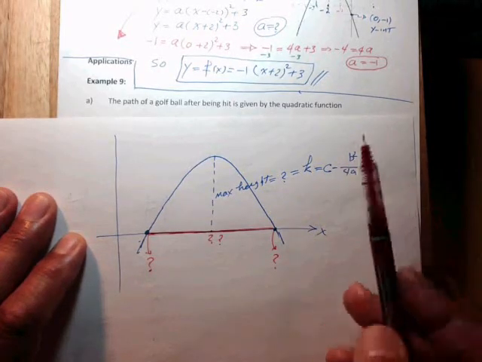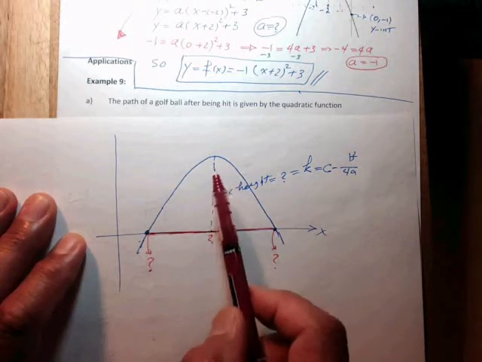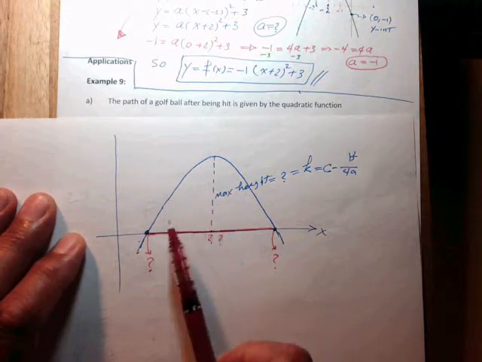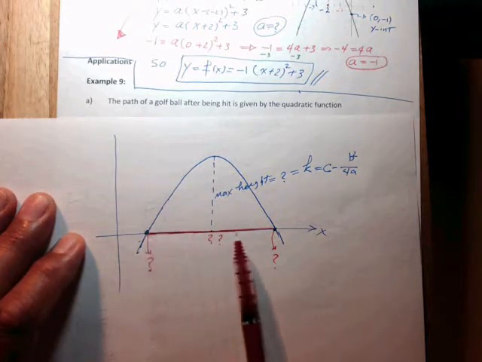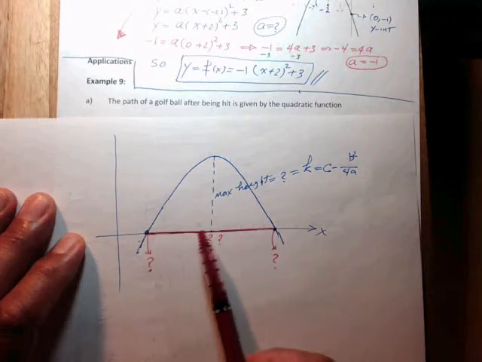I can find this one by formula, but these two, if I use the formula, becomes a little bit nasty because my numbers are really nasty looking numbers. So I'm going to find these x-intercepts by a graphing calculator.